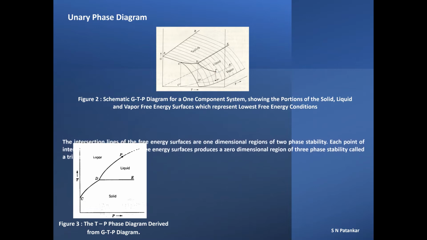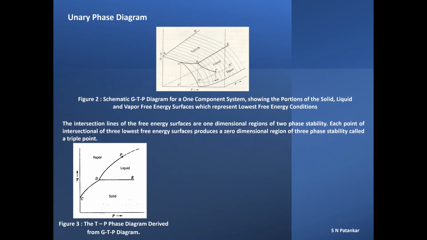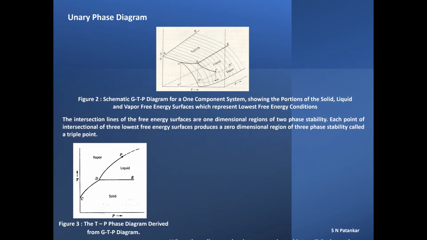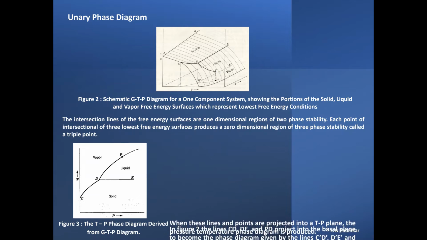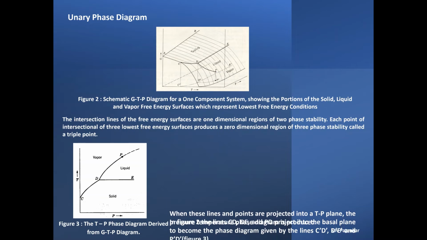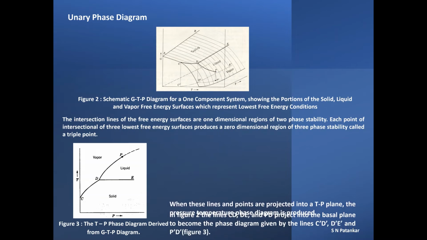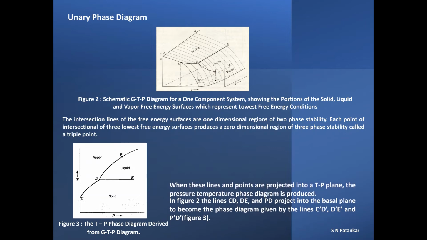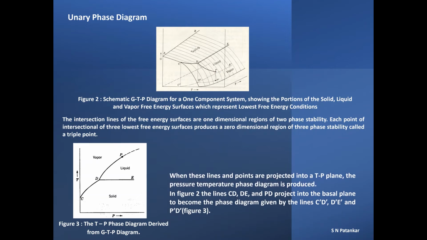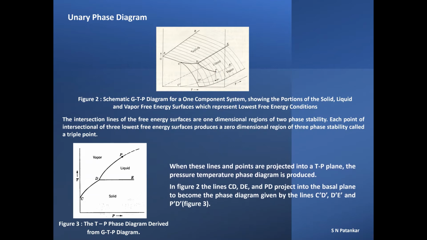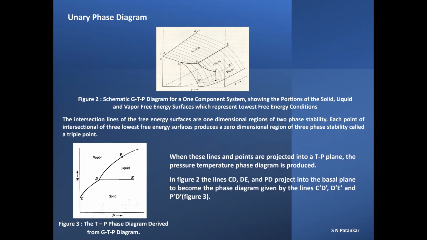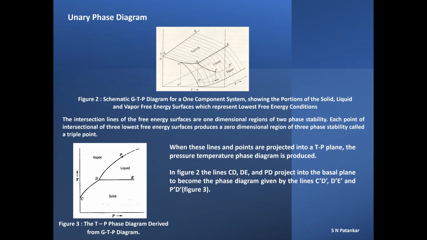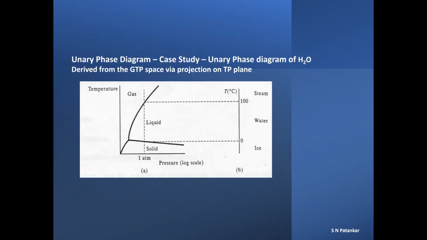The intersection lines of the free energy surfaces are one-dimensional regions of two-phase stability. Each point of intersection of three lowest free energy surfaces produces a zero-dimensional region of three-phase stability called a triple point. When these lines and points are projected into a TP plane, the pressure-temperature phase diagram is generated. Figure 3 is the TP phase diagram derived from GTP diagram. Seen in the figure is the Unary phase diagram of H2O.